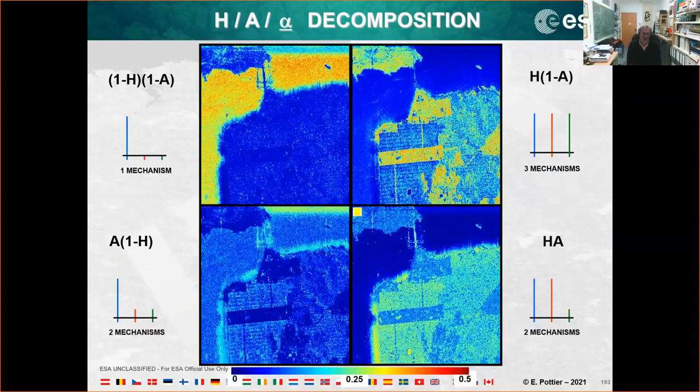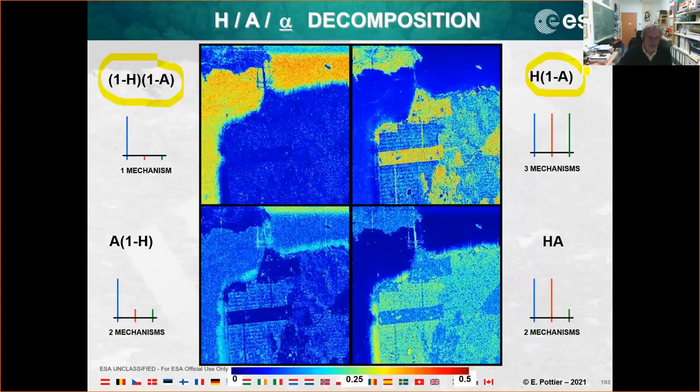And here, this is very interesting. Because according to the range of entropy and anisotropy, if I take, for example, the first combination here, using this combination I can extract all the pixels which present only one single scattering mechanism. I don't know which one, but I'm sure that I shall have only one scattering mechanism. The second combination, this one, is very important because we can extract the pixels where I shall have three independent scattering mechanisms inside the pixel.